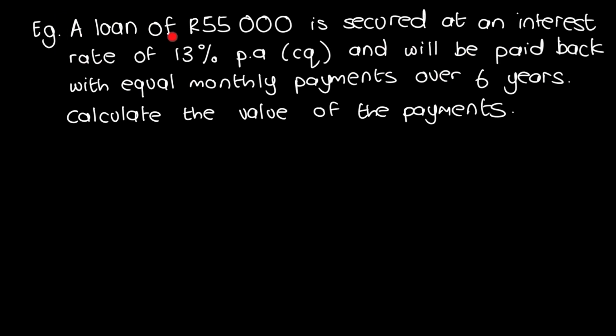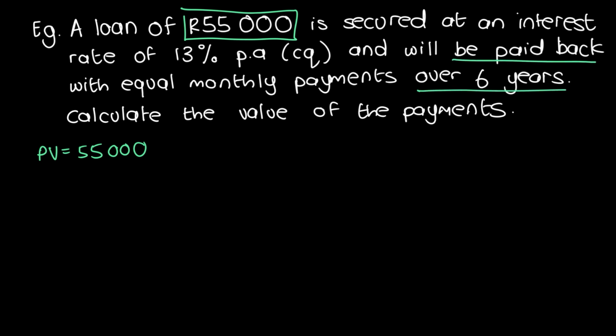So we have an example of a loan of $55,000 secured at an interest rate of 13% per annum compounded quarterly and will be paid back with equal monthly payments over 6 years. And it says calculate the value of the payments. So the first thing we're going to do is see if we have a future value equal to 0 or a present value equal to 0, because that's going to dictate what formula we use. Here we have a loan of $55,000, which means we have a present value of $55,000, and we're paying it back over 6 years. So that means our future value is equal to 0.